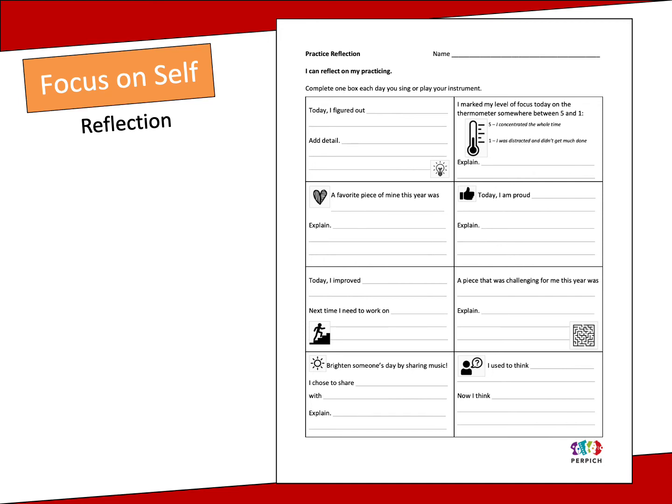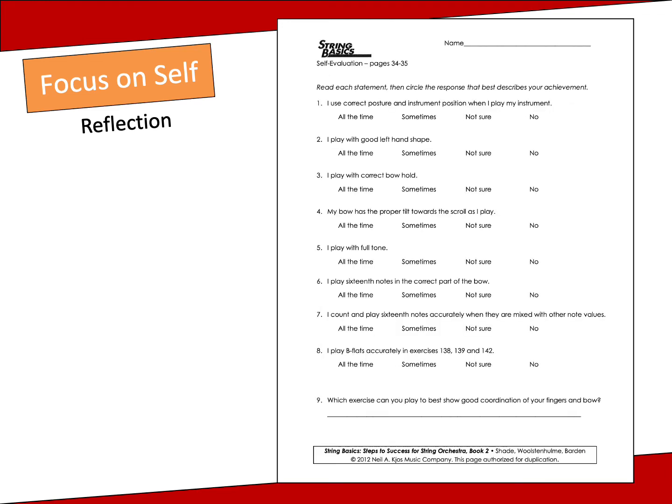Here's a different kind of practice journal. Each day, when students are finished practicing, have them choose 1 square to complete. This form of reflection comes from the beginning string method, String Basics. Students are to read each statement and circle the response that best describes their achievement.